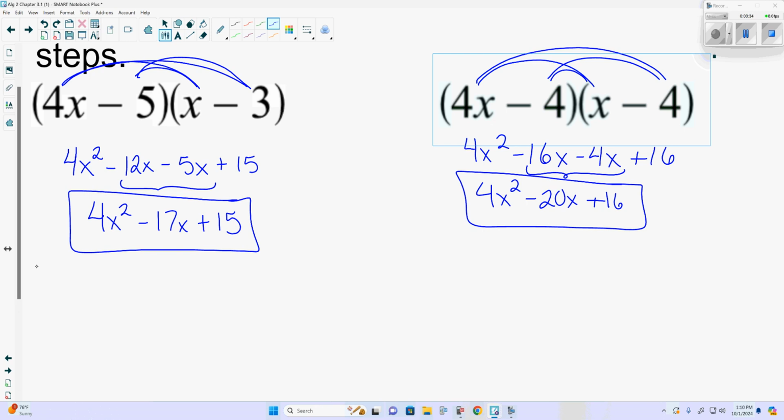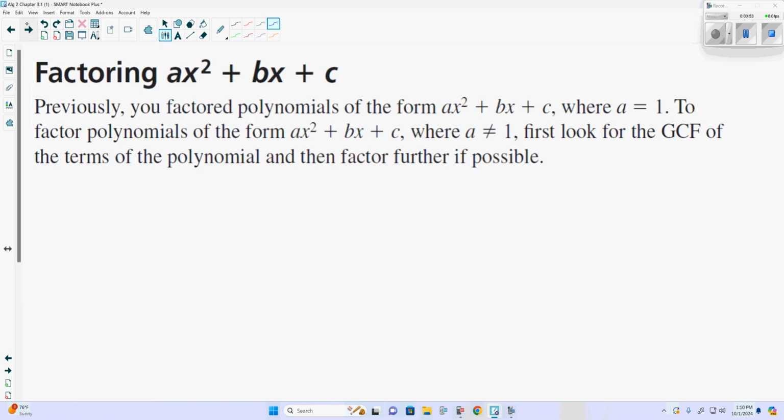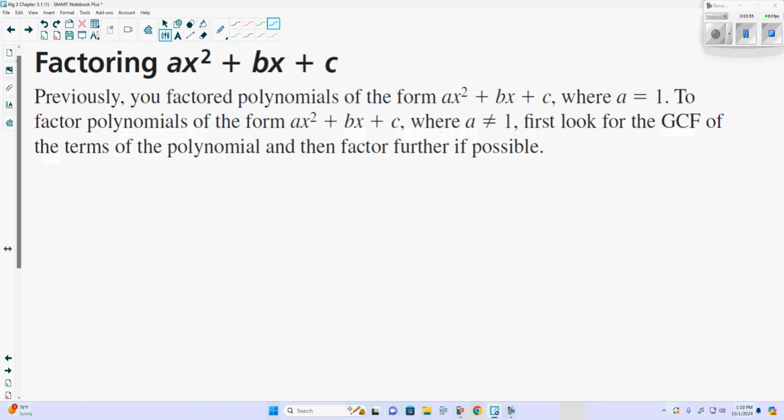Now the rest of this lesson is going to focus on not so much going from factored form to standard form. We're going to be taking it back from standard form to factored form. We're going to be going the other way around. So we're going to skip the bottom of that page.